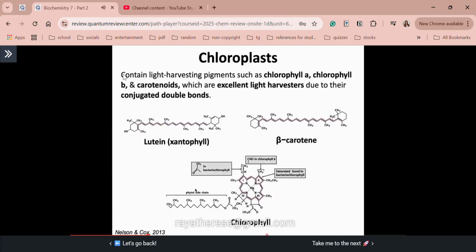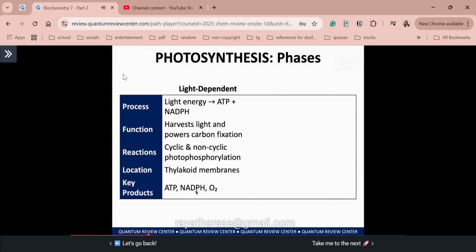Now, let's talk about the phases that occur in photosynthesis. Again, we have two different phases here, similar to glycolysis and the PPP. First, let's discuss the light-dependent reaction. Class, check the process. From light energy, we convert this energy into chemical energy in the form of ATP, the main energy currency of the cell, plus its reducing equivalent, NADPH. Sir, what is the main function of the light-dependent reaction? Of course, it powers carbon fixation. Later on, you will realize ATP and NADPH are used in the Calvin cycle to power carbon fixation.